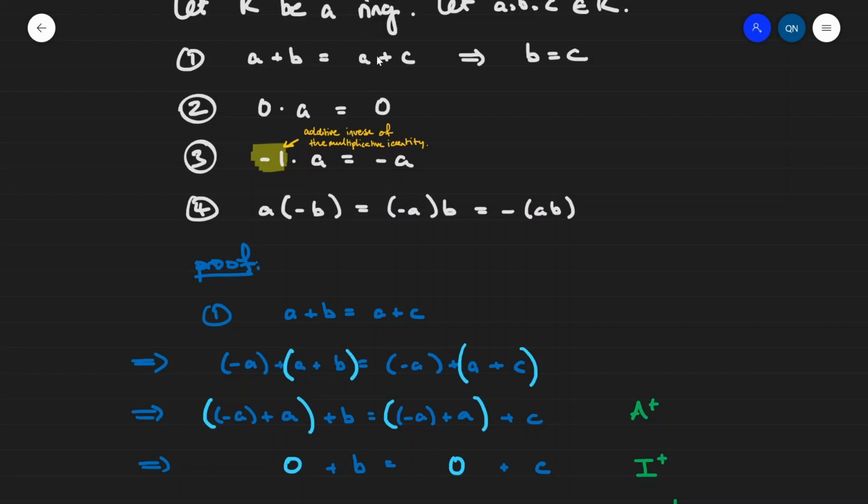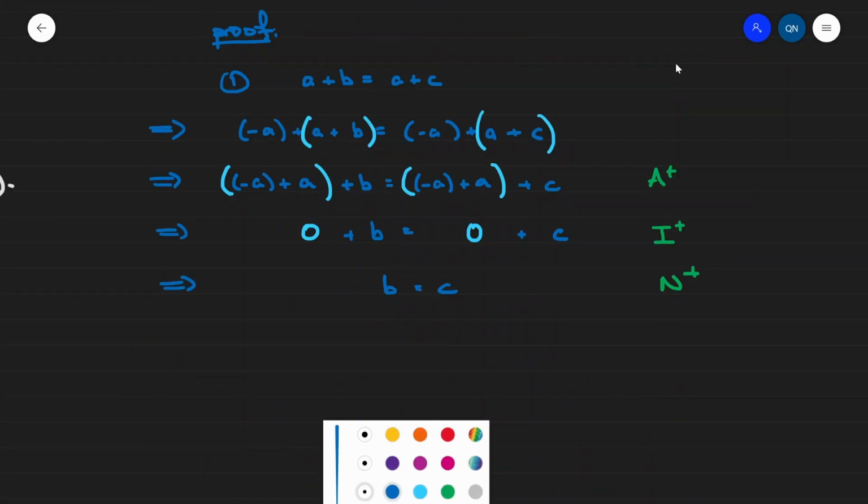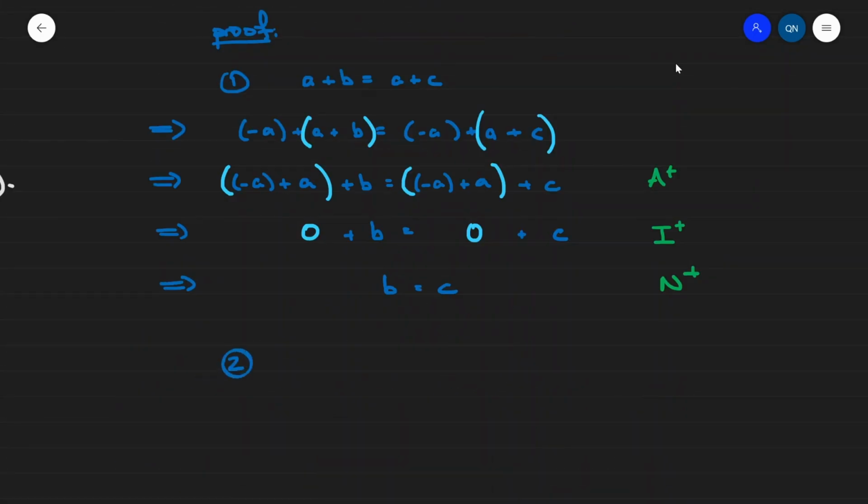Basically, if you have two elements on both sides of an equation, you can just cancel them without having to do this technical argument every time. Okay, so let's take a look at property 2, which says that if you have 0 times A, that's just equal to 0. So how can we prove this?